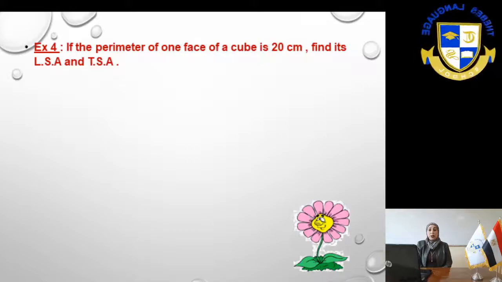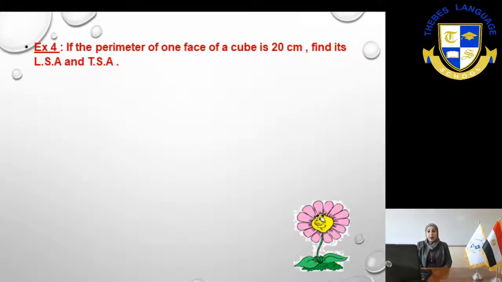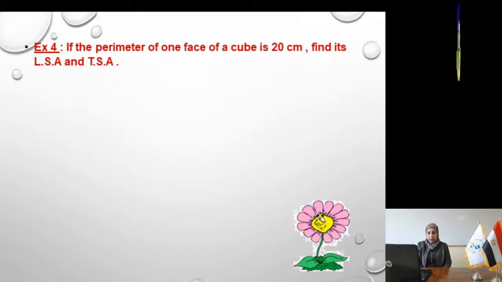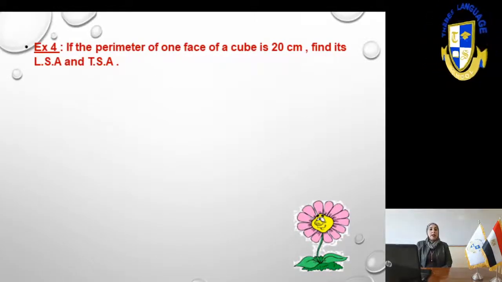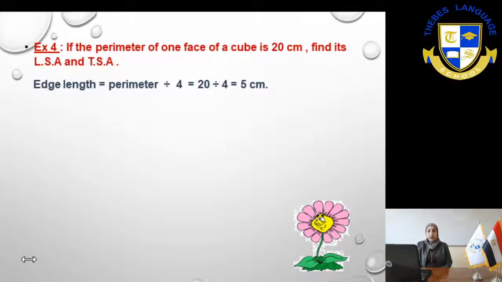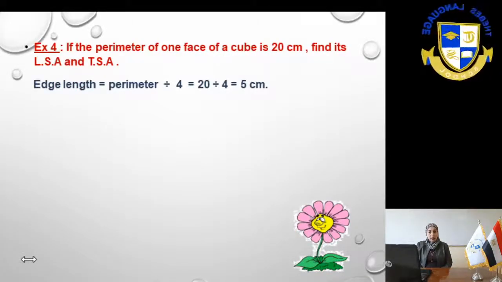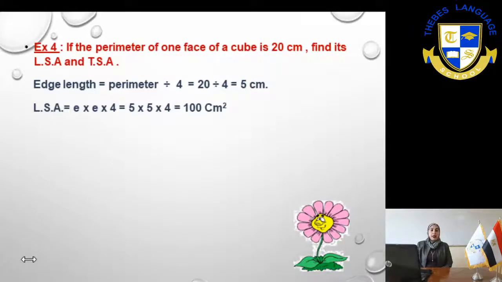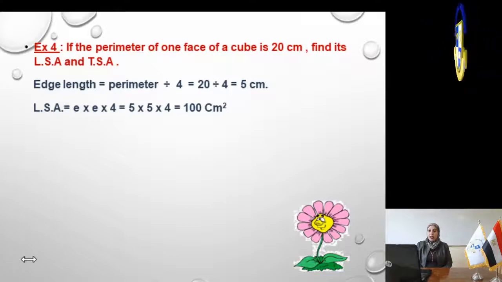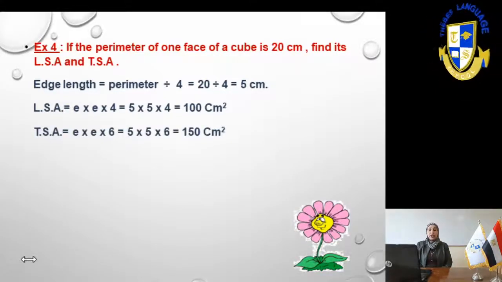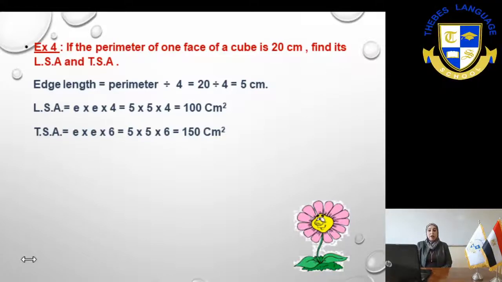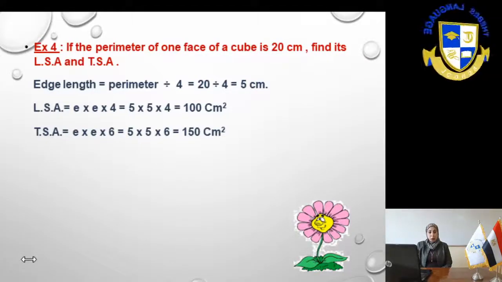Okay, exercise number 4. If the perimeter of one face of a cube is 20 centimeters, find its lateral and total surface area. I'll start by calculating the edge length. How? By dividing the perimeter by 4, it will be 20 divided by 4 equals 5 centimeters. Now I have the edge length. I'll use our rules to calculate the lateral surface area. Edge by 4 equals 5 by 5 by 4 equals 100 centimeters squared. Total surface area equals edge times 6 equals 5 times 5 times 6 equals 150 centimeters squared.